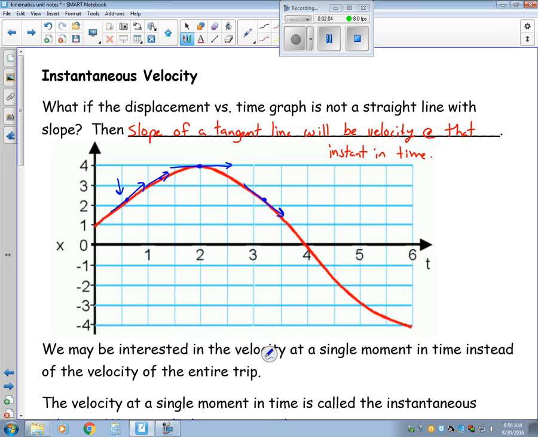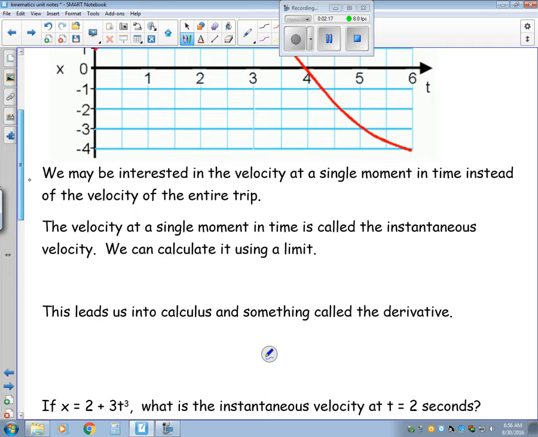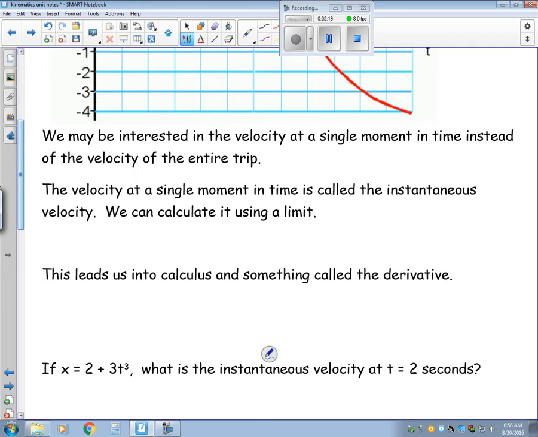Again, we call these instantaneous velocities. These are velocities at specific instances in time. If you think about it, there's an infinite number of velocities we could find here. Sometimes we may be interested in that instantaneous velocity instead of the velocity for an entire trip.